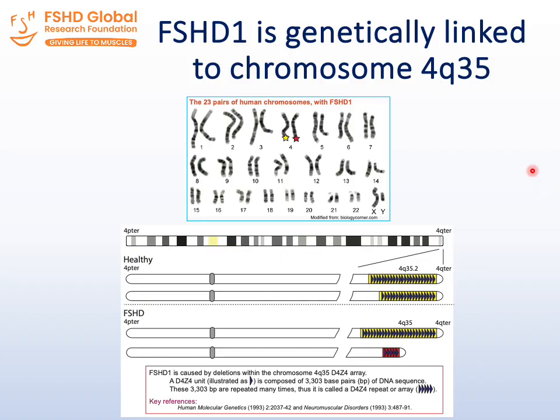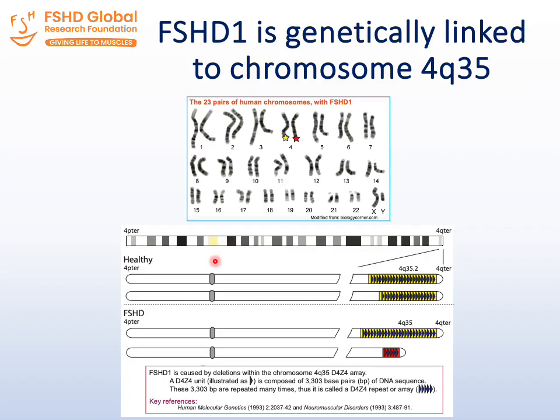Okay, so we all know that FSHD is genetically linked to chromosome 4, right? Chromosome 4, and specifically the location 4q35. Okay, so you'll remember that we have 23 pairs of chromosomes, one chromosome each from mom and one from dad, and they're ordered based on size, and so the fourth largest pair is chromosome 4.